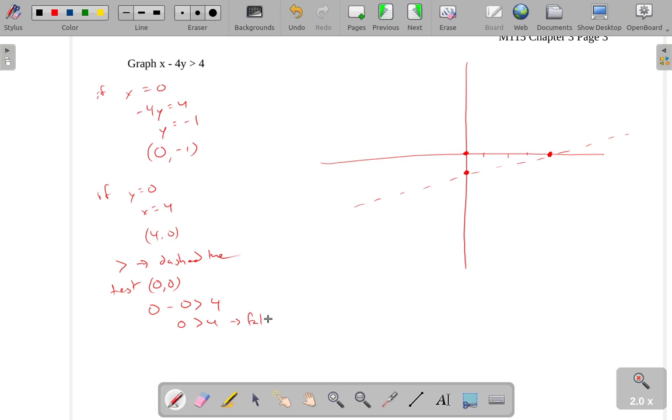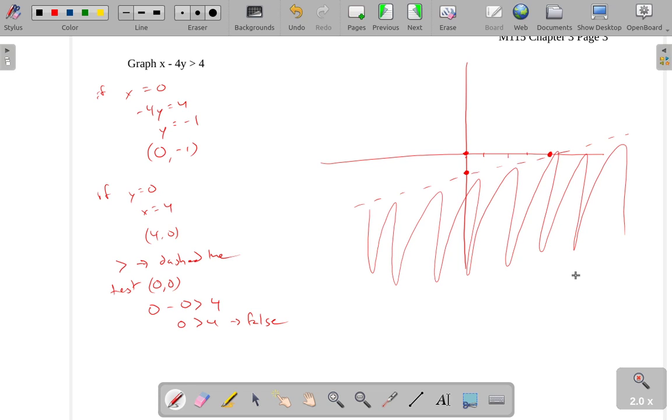This is false, which means that the origin fails to satisfy the inequality, which means no point that's above this line will satisfy the inequality, but instead all the points on the other side of the line will satisfy the inequality. So there's the graph of this inequality.